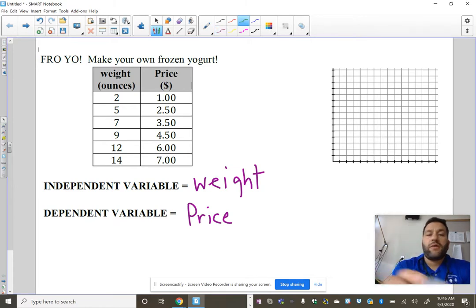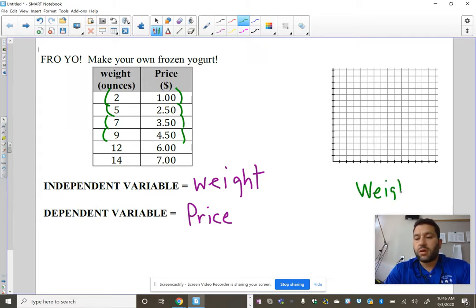Now, from this data, we can create coordinates. We can say we have (2, 1), (5, 2.50), (7, 3.50), (9, 4.50), and so on, which is going to help us create our graph. Our independent variable will always go on the x-axis, and our dependent variable will always go on the y-axis.